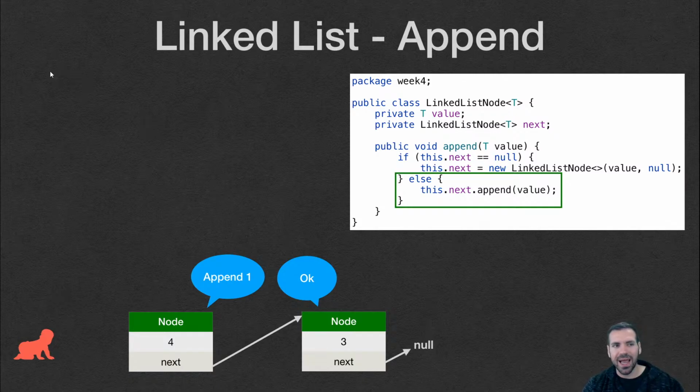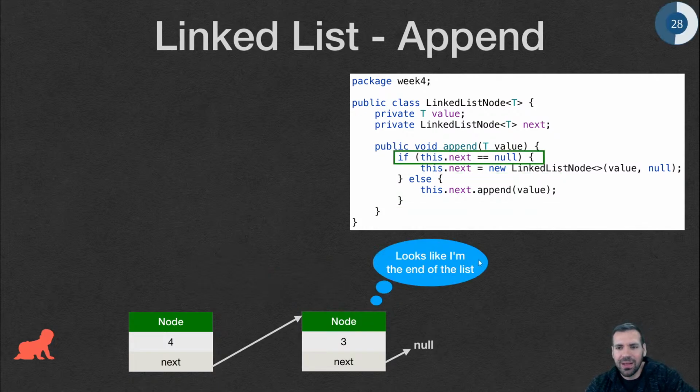We'll picture this as the stack. This dot next dot append. So from this stack frame, we're calling append. We're making that recursive call of append. So in the next stack frame, this is a reference to this node here. And it's going to say, well, I am the end of the list. This dot next equals null.